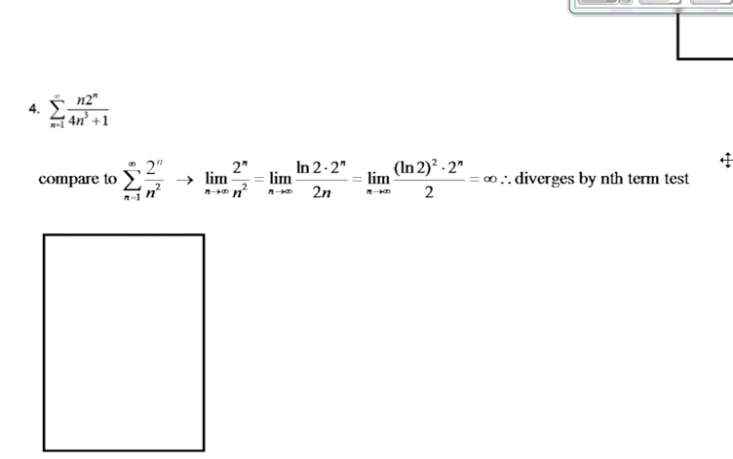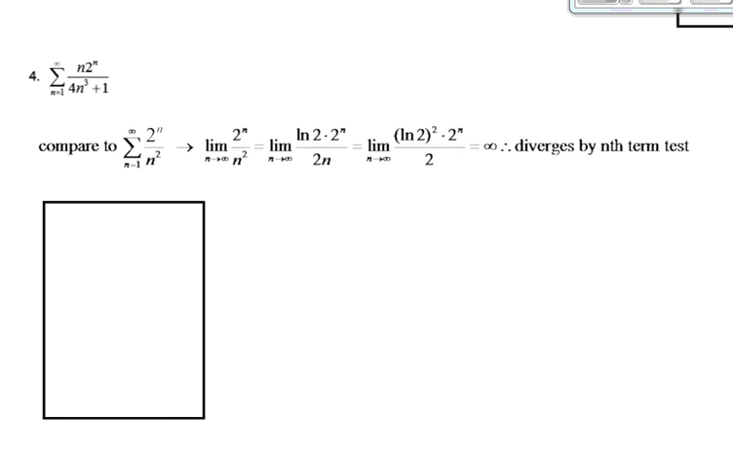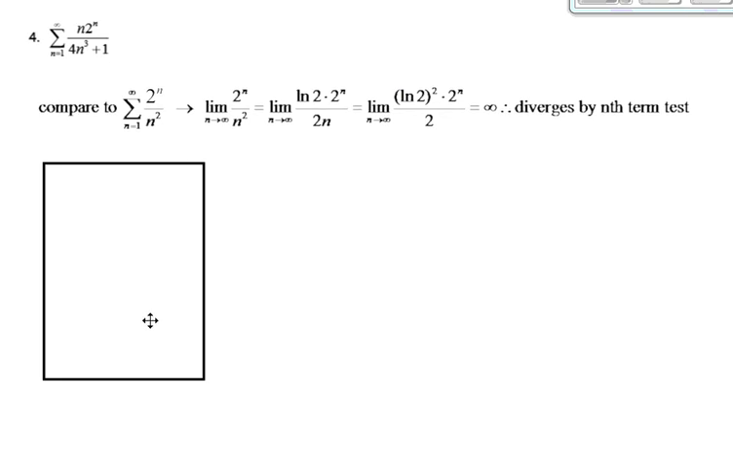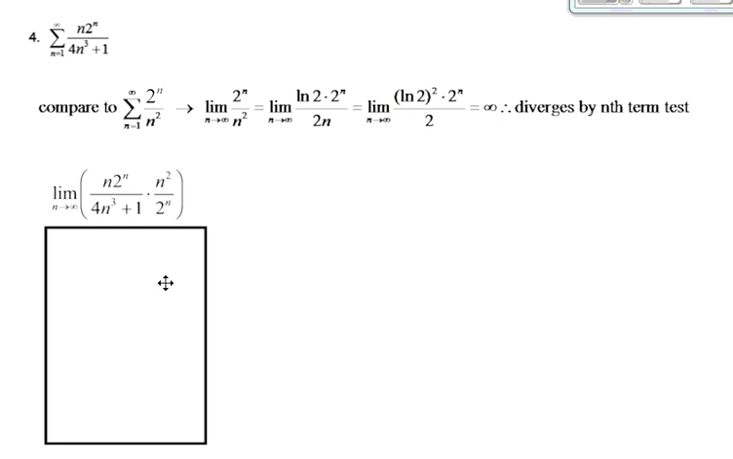Okay? So anytime you do a comparison series, it's kind of like you're doing two problems, because you have to prove the convergence or divergence of the comparison series and then use that to prove the convergence or divergence of the series you actually want. All right, so this is divergent, so we're going to apply the limit comparison test and see if our actual series is divergent as well. So for the limit comparison test, we're going to take the limit as n approaches infinity of our original series times the reciprocal of our comparison series, n squared over 2 to the n.